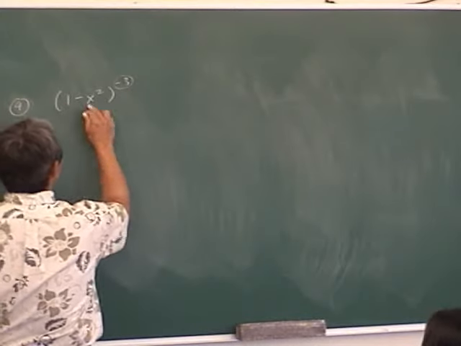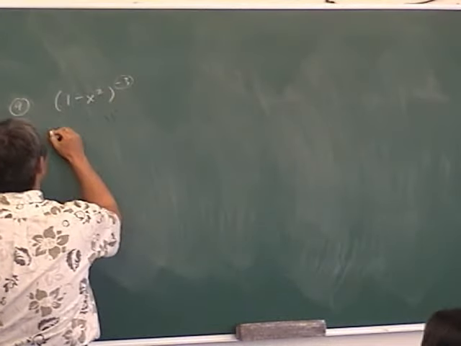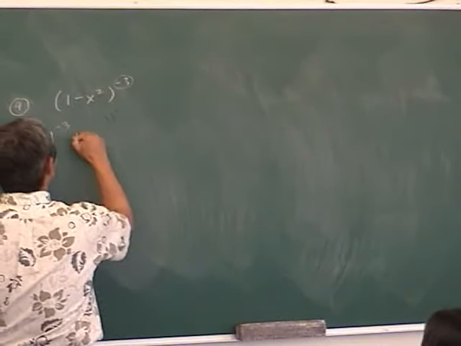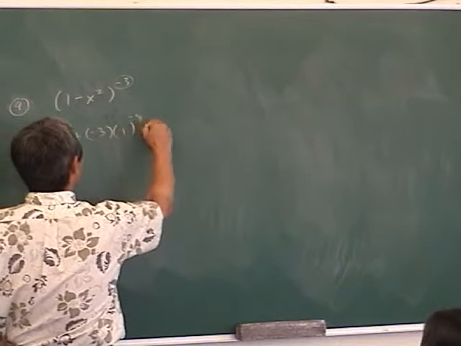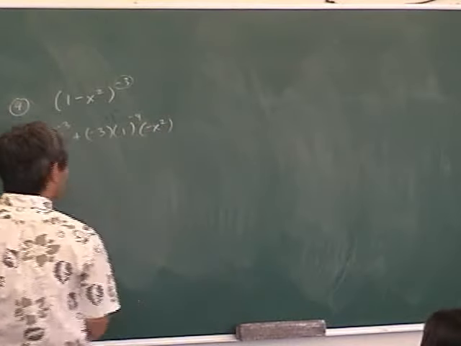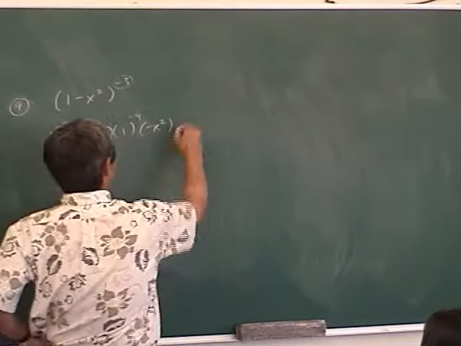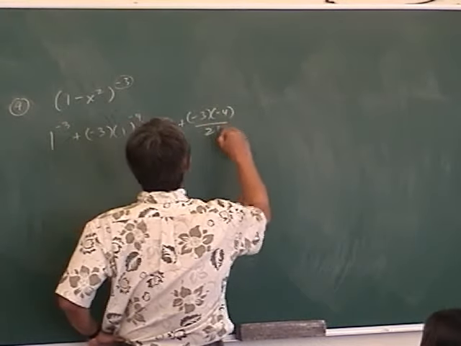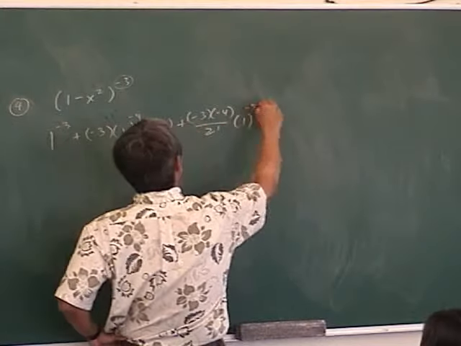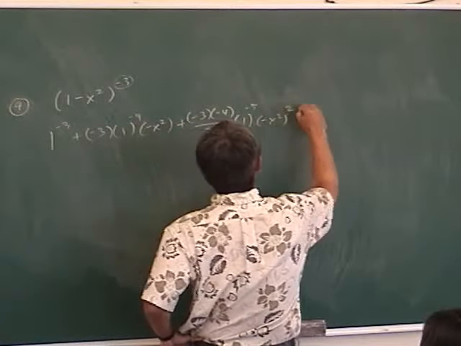Okay, so what's the first? This is A, this is B, this is N. So what's the first term? A to the N plus N. The power of A goes down by 1. The power of B goes up by 1. Next term, N times N minus 1 over 2 factorial. The power of A goes down by 1. The power of B goes up by 1.